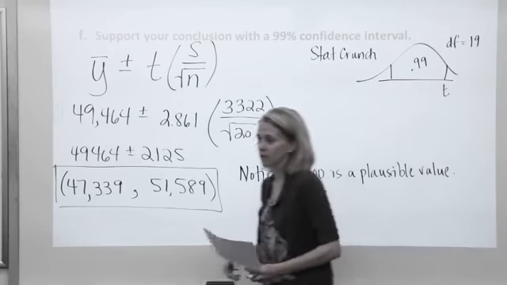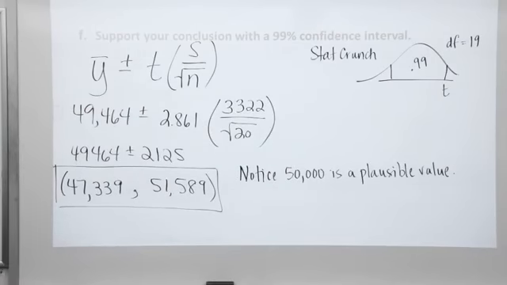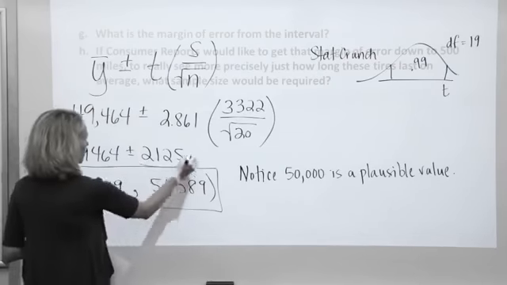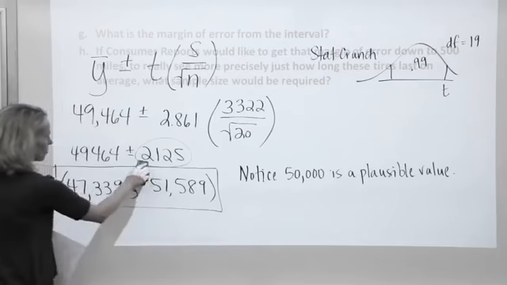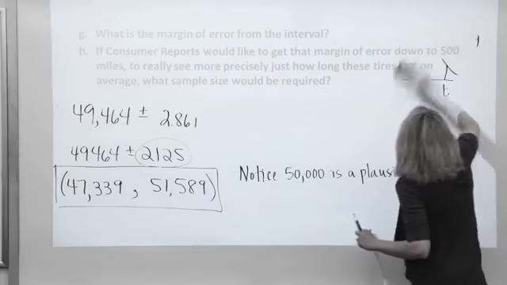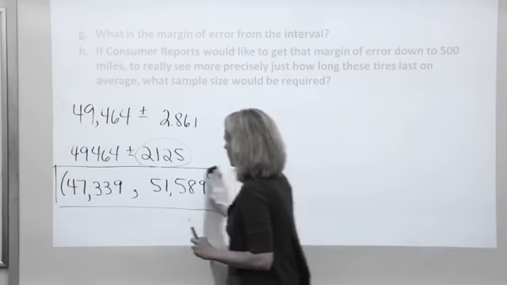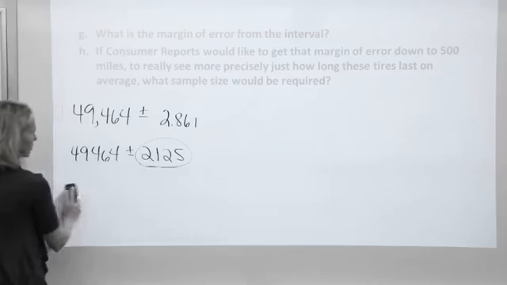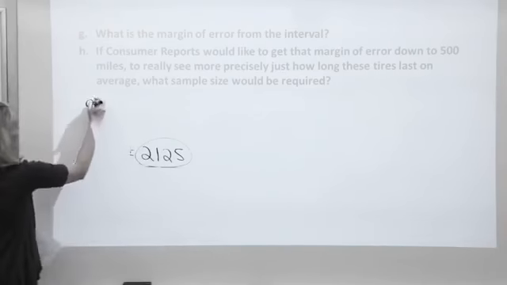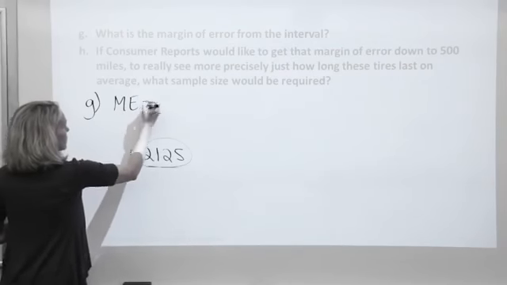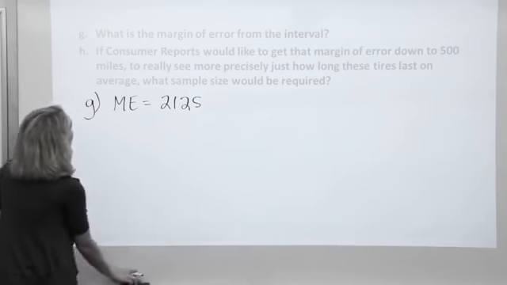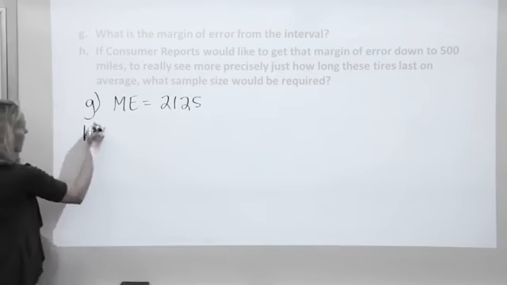All right, a couple more parts to this one. What's the margin of error? Just did this. Margin of error you just did, 2,125. So that's part G. So right from what we just looked at, that comes into play where we get to H.